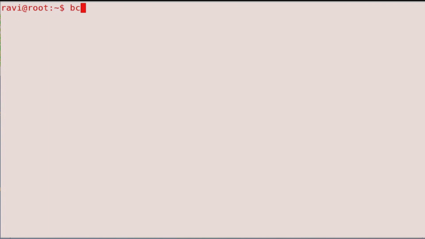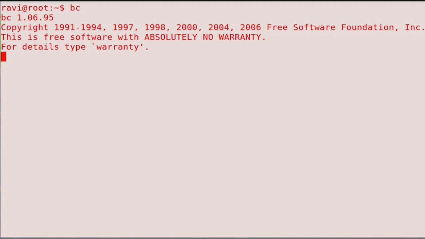The BC command is given at the $ prompt. It goes inside the BC utility. When we gave 100 plus 200, it has returned 300. When we gave 100 minus 200, it has returned minus 100. When we gave 100 star 200, it has returned 20,000.